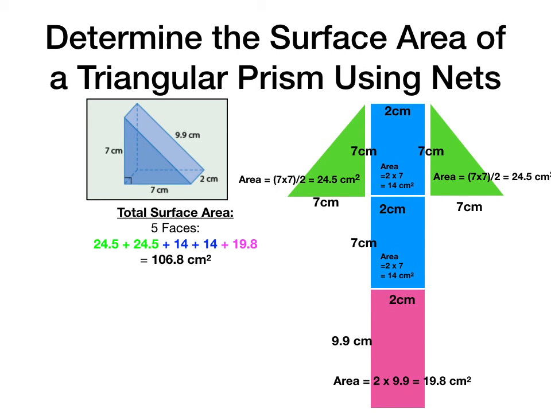Essentially, when we're determining the surface area of a 3D shape, we're really finding the area of each of the 2D shapes that make up that 3D object, and then we are adding those shapes together, and that gives us our total surface area of our prism.